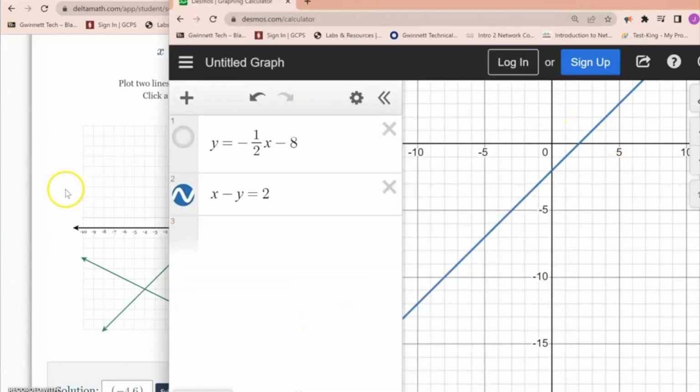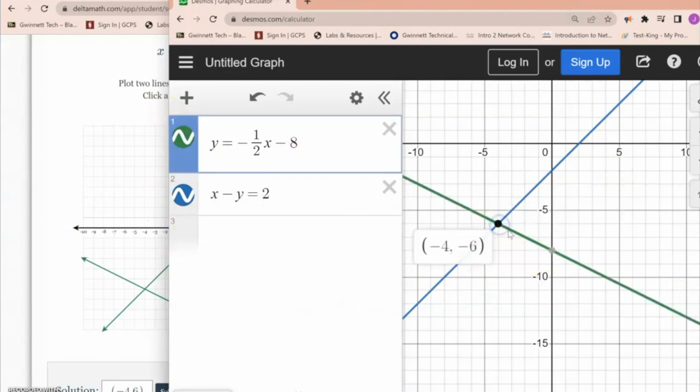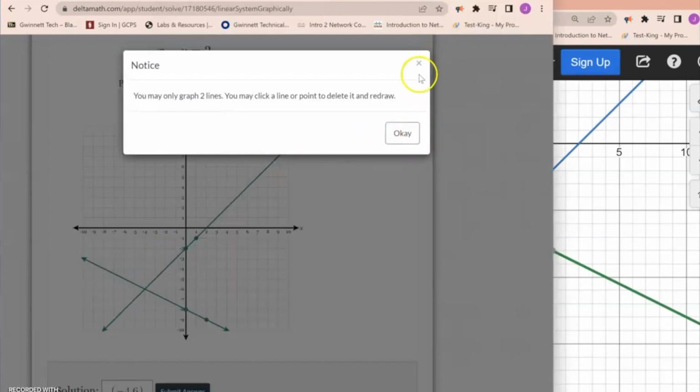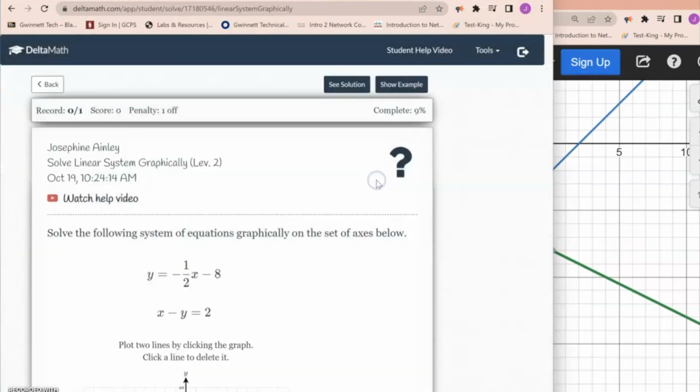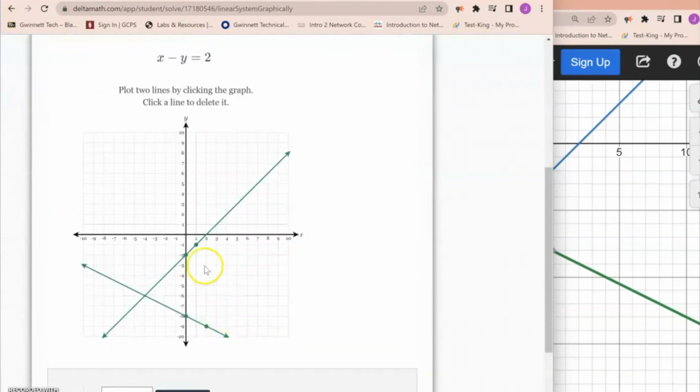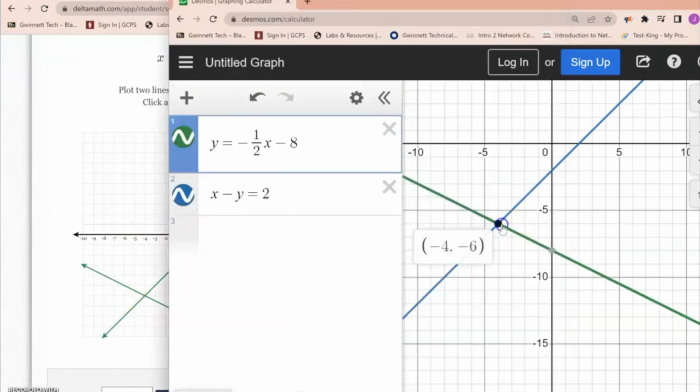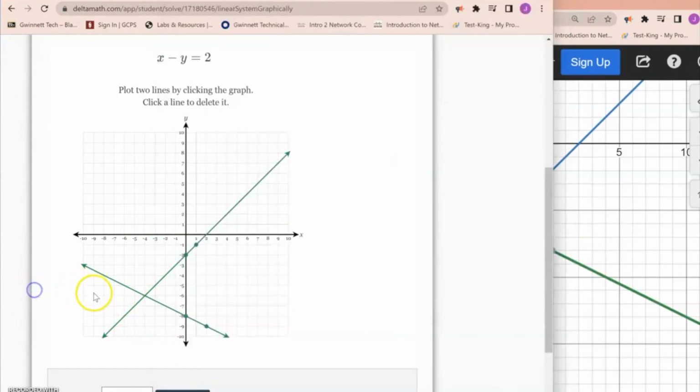So always make sure your lines are looking the same. And then make sure that this is the same right here so that you know you did it correctly. So -4, -6 is the intersection. -4, -6, and that's right, so I'm good. So double check your intersection to make sure you copied your graphs correctly, which for some reason I didn't. -4, -6, that's fine.